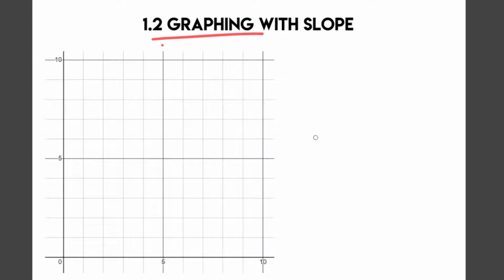Today we're going to be talking about how to graph with the slope. So last time I was giving you the graph and you were finding the slope. This time I'm giving you the slope and you are going to create the graph. So, for example, let's say that our slope is going to be equal to 1 over 1.